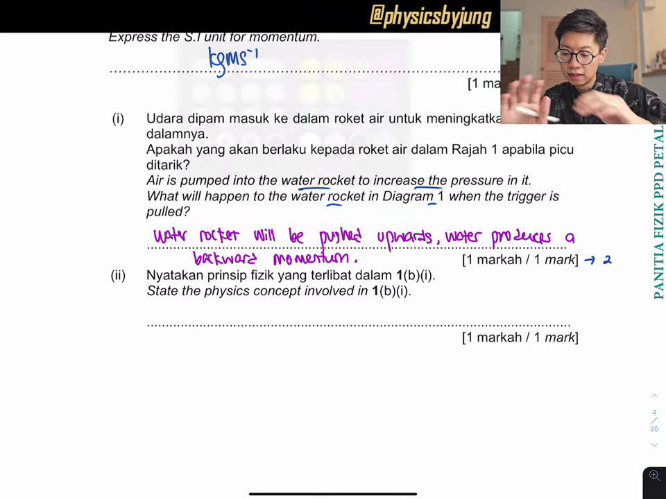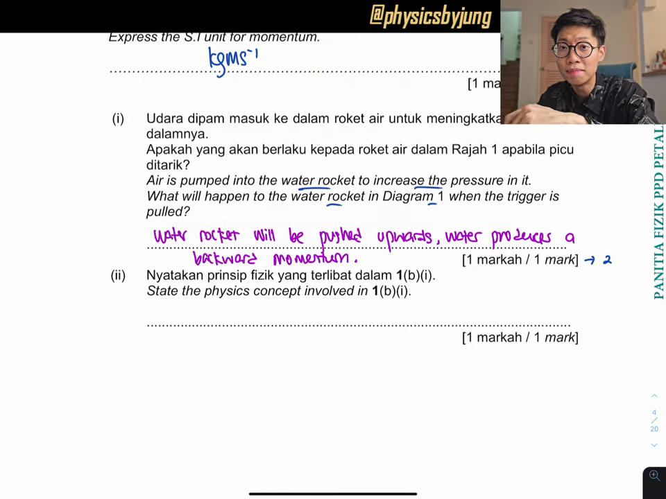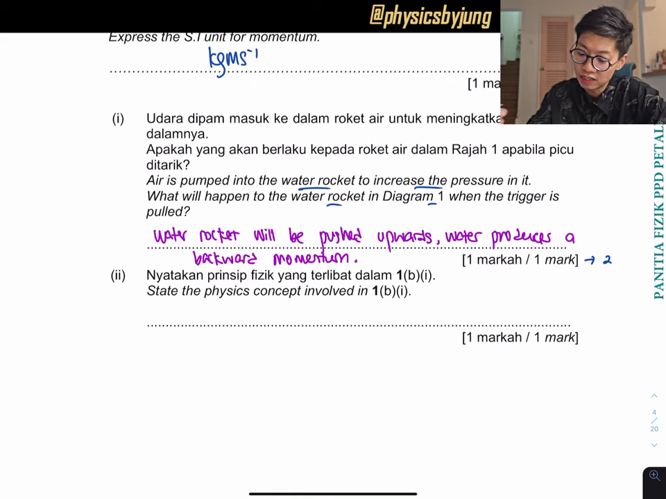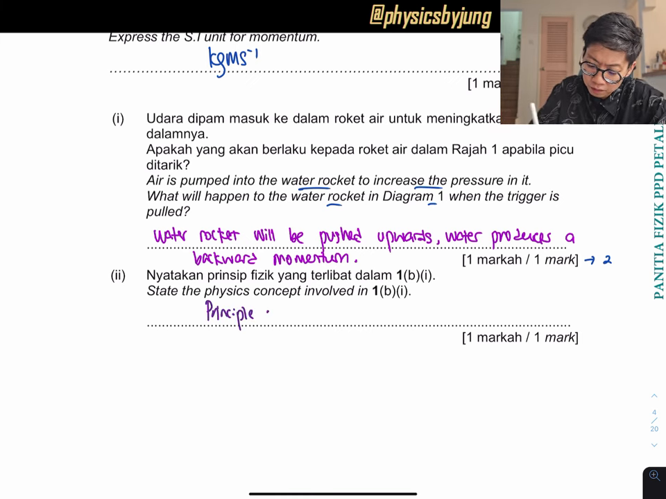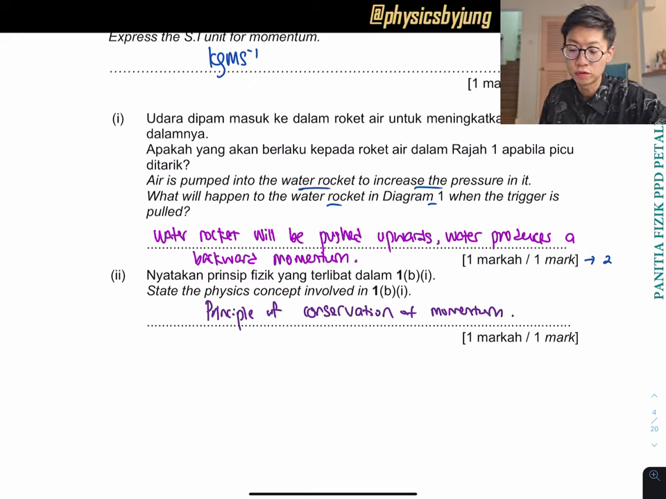Now, state the physics concept involved in 1B. For physics concept, whenever it's related to momentum, the standard one, guys, is the principle of conservation of momentum. So if you see, this question is relatively simple, very straightforward.